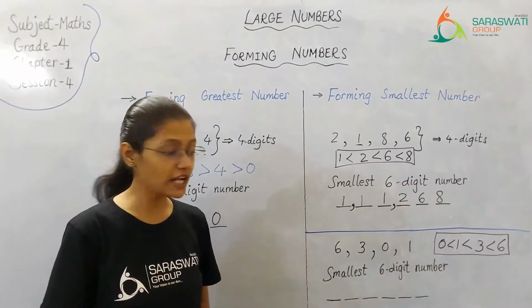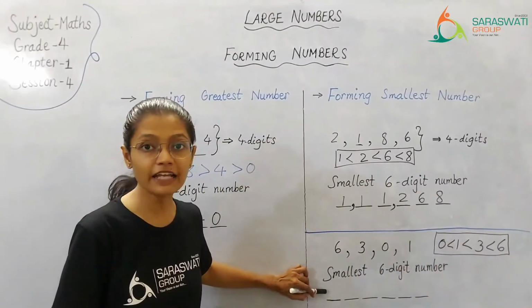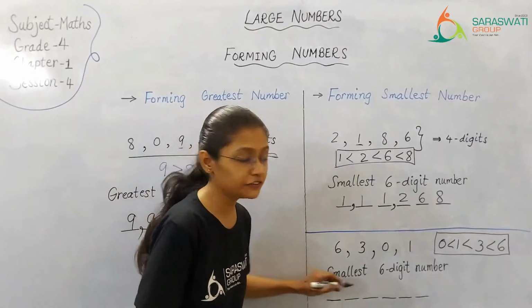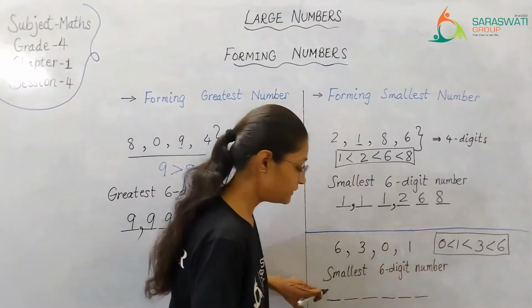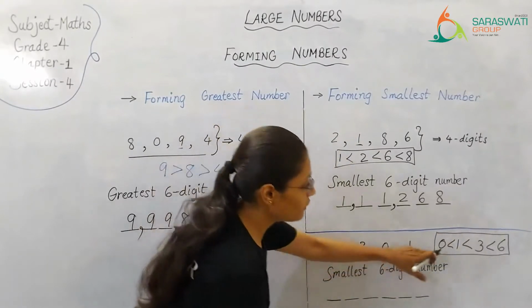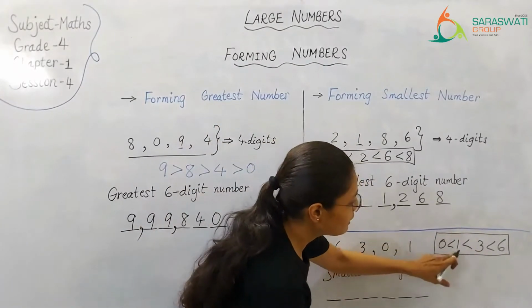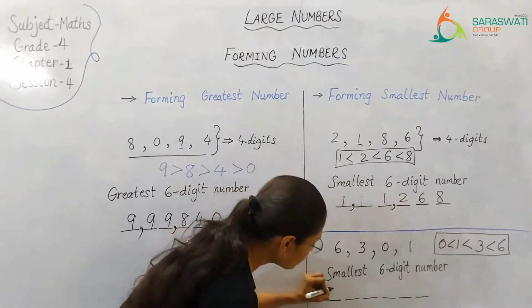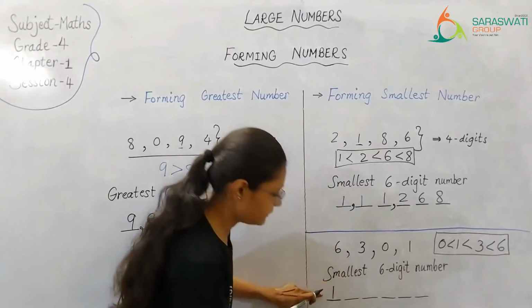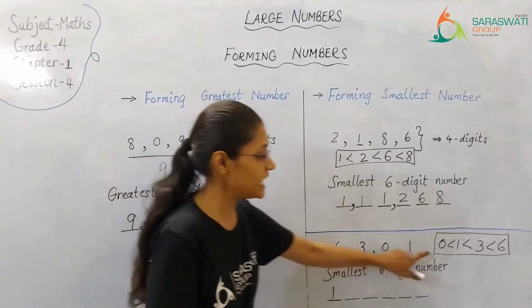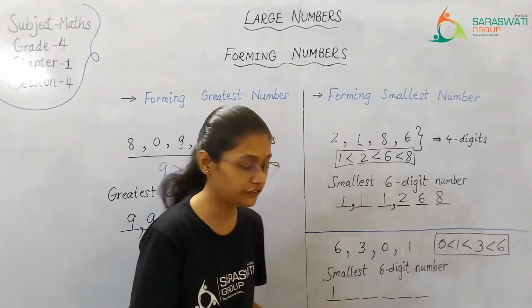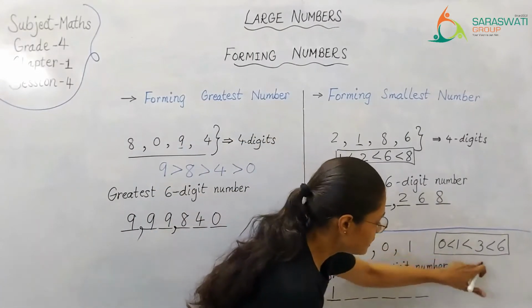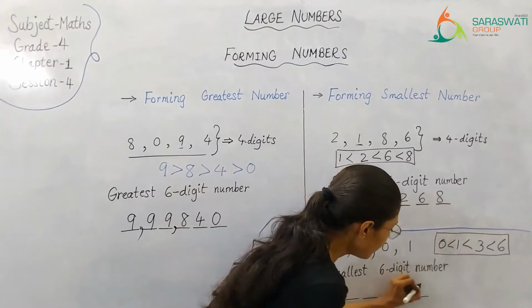Now students, taking these 4 digits, let us form the smallest 6-digit number over here. So now we know that we cannot write 0 in the extreme left, the highest place. So we will write the next smallest digit first in this leftmost place. So over here in this ascending order arrangement, the next smallest digit is 1. Right? So we will write that in the leftmost place, and we have to use each of these digits at least once.